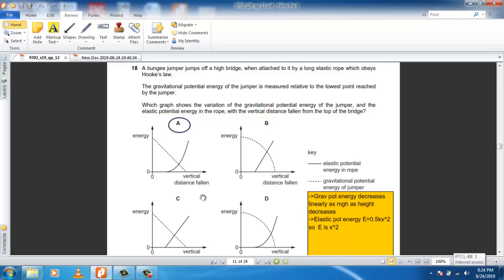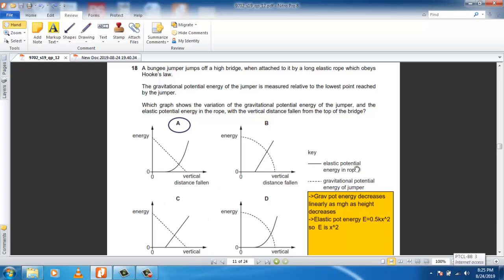One thing you should know is that gravitational potential energy must decrease, and it must decrease uniformly, because gravitational potential energy is mgh. So it's directly proportional to h, but it's decreasing over here. So either it's A or it's C.